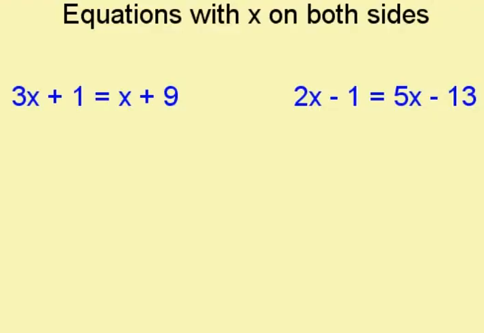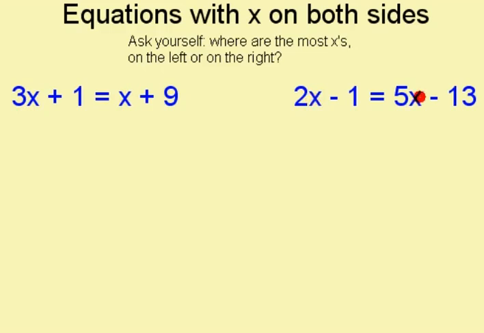This is the final type of question, and it's worth more marks on the exam. Can you see what the difference is here? The difference is that we've got x on both sides of the equal sign. When you've got a question like this, you always use the following technique. You need to ask yourself, where are the most x's, on the left or on the right? In this question, the most x's are on the left.